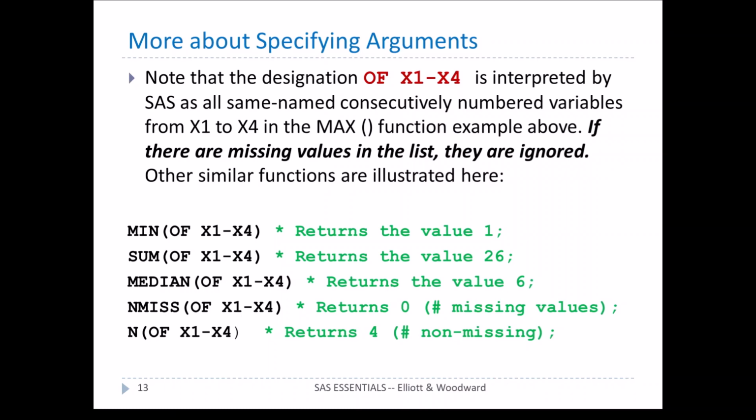But let's just look at how that would be used down below. If I have min of x1-x4, it returns the value of 1, even if there's a missing value somewhere in that list. The other ones of interest may be nmiss, the number of missing values in x1 through x4. It returns 0 because in this case there are none. And n of x1-x4 returns the number of non-missing values.